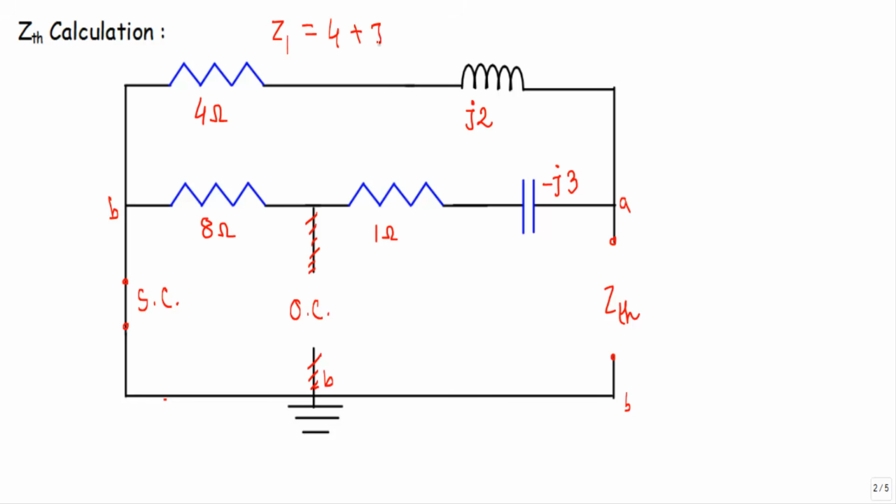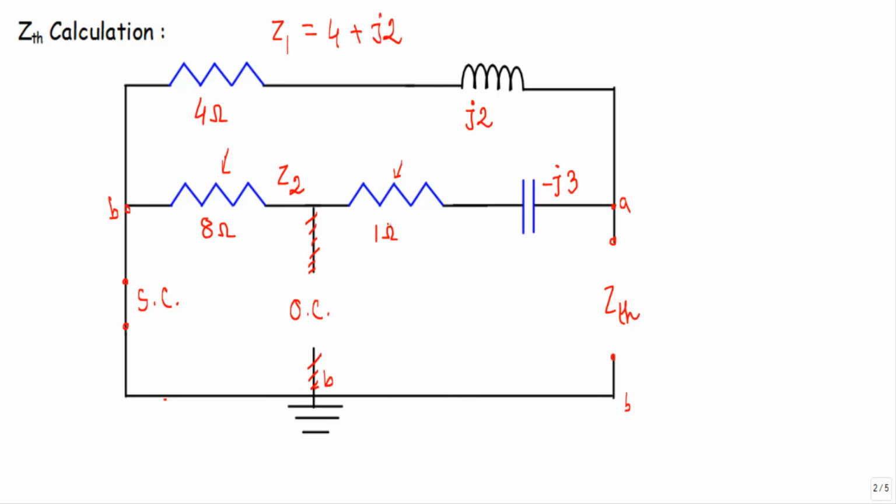plus J2. This branch impedance will be equal to 4 plus J2. Now look, between this B and A terminals, you will see this 8 ohm resistance, 1 ohm resistance and this capacitance whose capacitive reactance is equal to minus J3. They are connected in series.